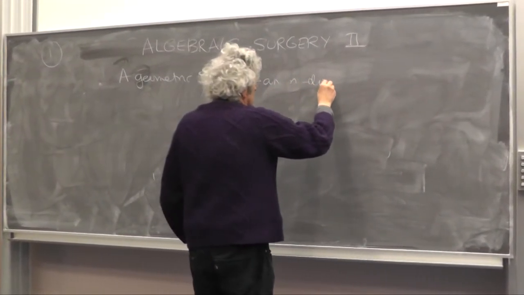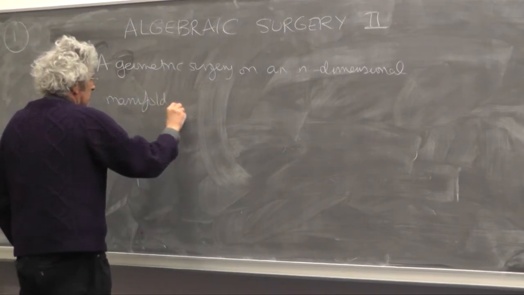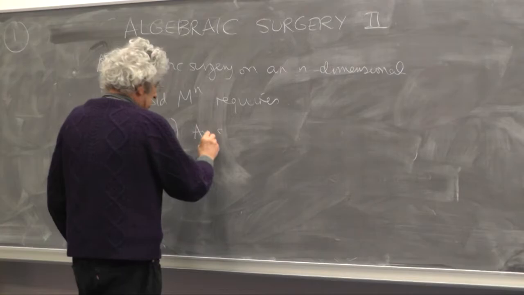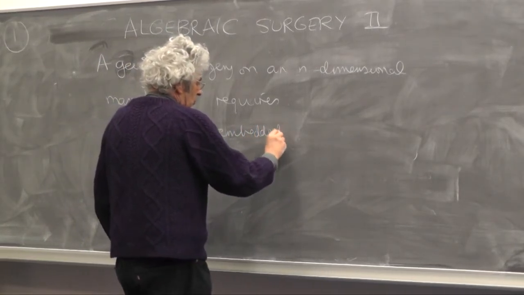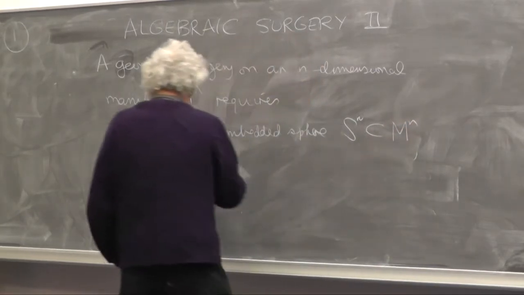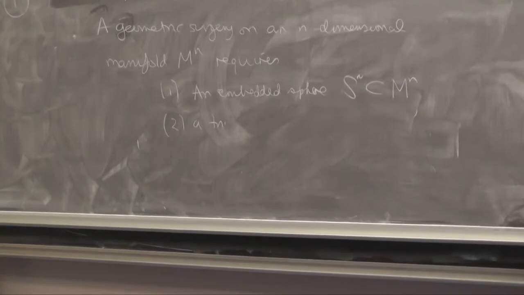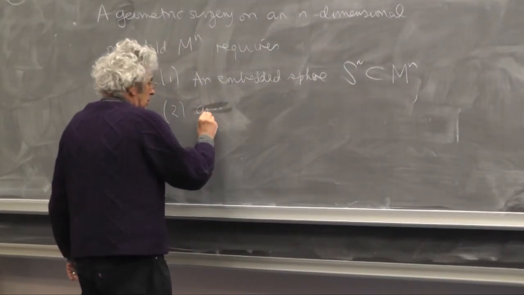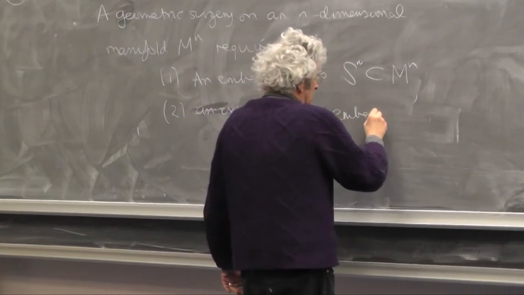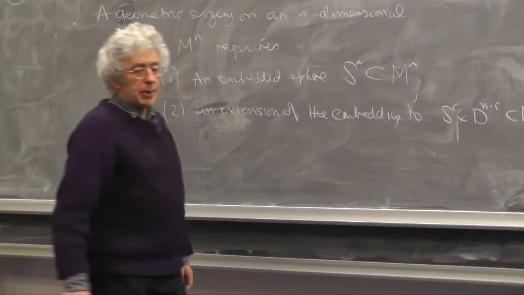on an n-dimensional manifold requires two things: an embedded sphere, and through an extension of the embedding to S^r × D^(n-r). Okay, so you have a framed embedded sphere.